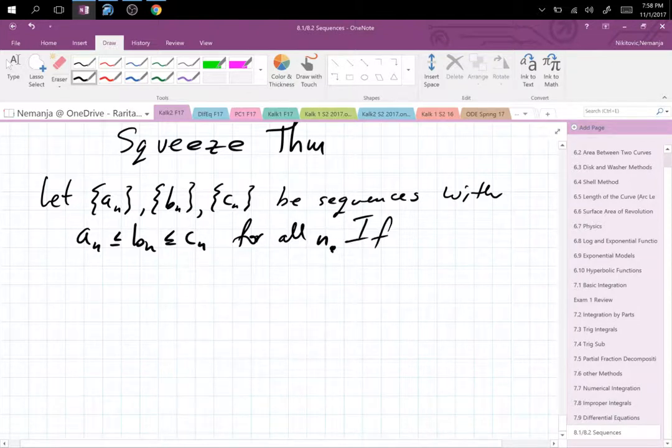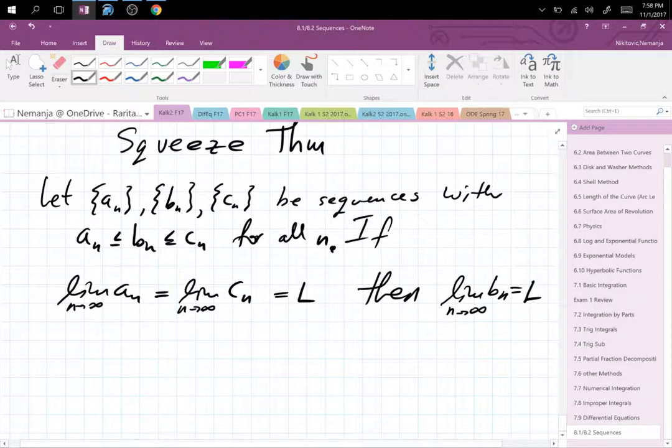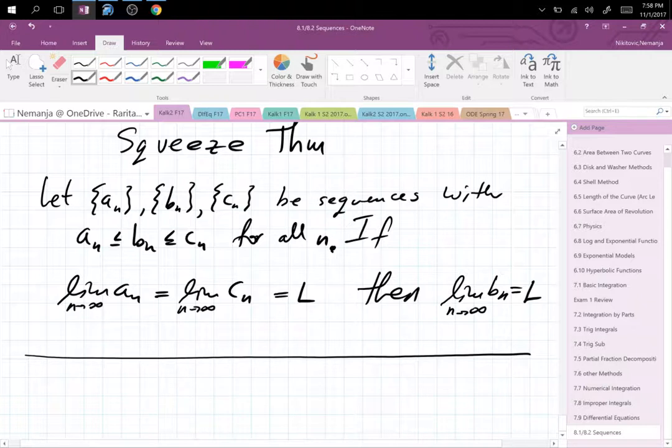And then we write our statement. So if the limit of a n is the same as the limit of c n as n goes to infinity, and that's equal to some value L, then the limit of the one that is squeezed in between has to have that same L value. Identical theorem to what you learned earlier in Calc 1.